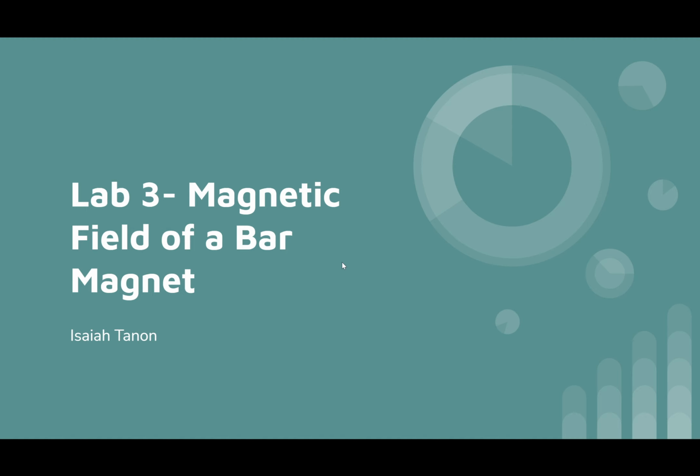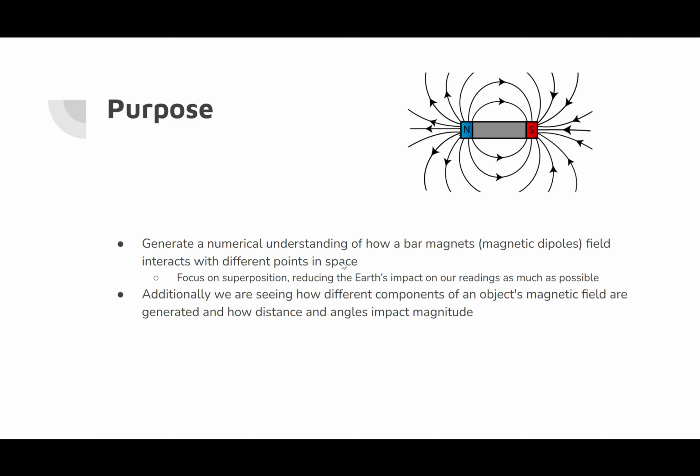Welcome to Lab 3, the magnetic field of a bar magnet. The purpose of this lab is to generate a more numerical understanding of how a bar magnet, in this case a magnetic dipole, field interacts with different points in space. We're going to focus on superposition, reducing the Earth's magnetic field impact on a reading as much as possible, and we're also going to see how different distances and angles impact the magnitude of each component of our field.